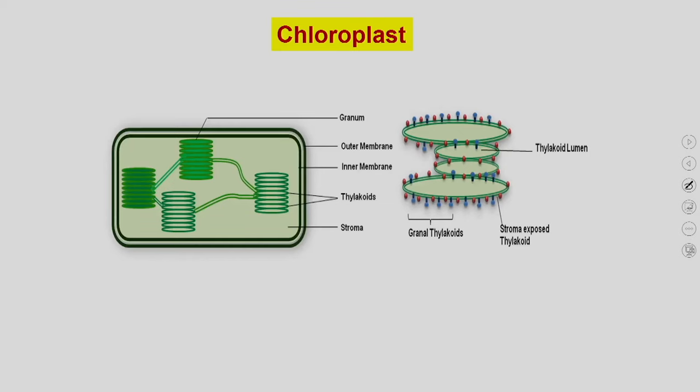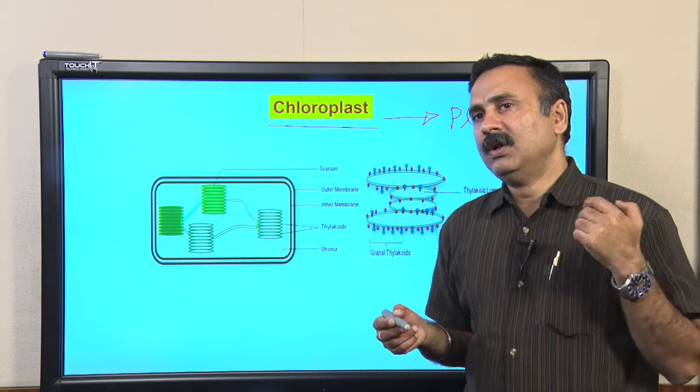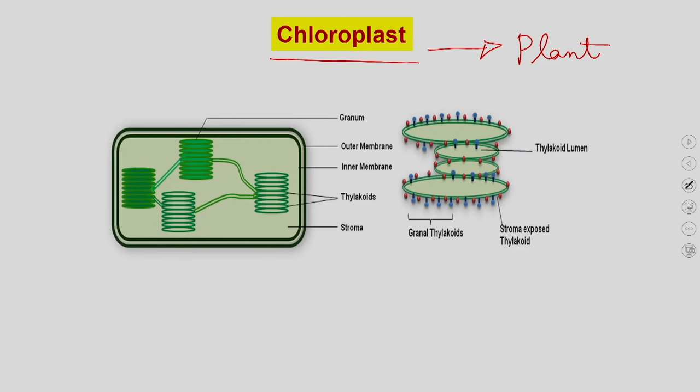Now let's move on to the next organelle, the chloroplast. Chloroplast is present only in plants, so it is completely absent in animal cells. Structurally, the chloroplast is very similar to the mitochondria. It has a double membrane, an outer membrane and an inner membrane. The inner membrane is folded in the form of thylakoids. These thylakoids are arranged to form the granum. You can imagine this is the granum part, and the thylakoid membranes are arranged in a coin-like structure called the granum.